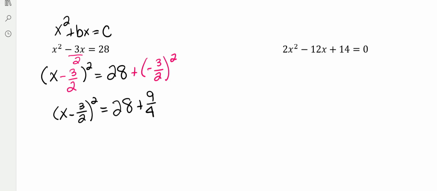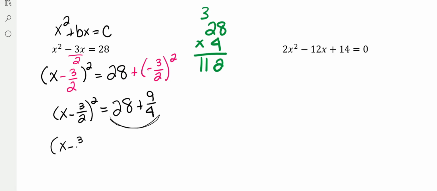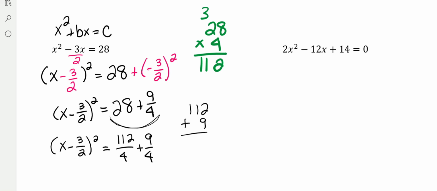All right, what we need to do next is put these two together. On the side here, I'm just going to show you how you could do it by hand. Since 4 is my denominator, I need something over 4. Well, I'm going to have to take 28 times 4. So we're going to have x minus 3 halves squared equals 112 over 4 plus 9/4. Well, 112 plus 9 is 121. That's pretty cool.